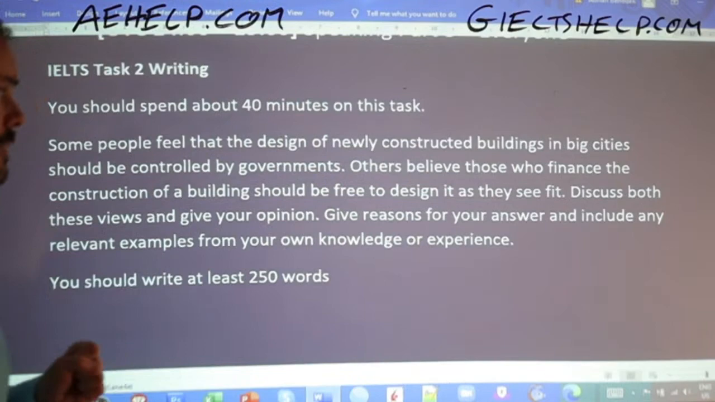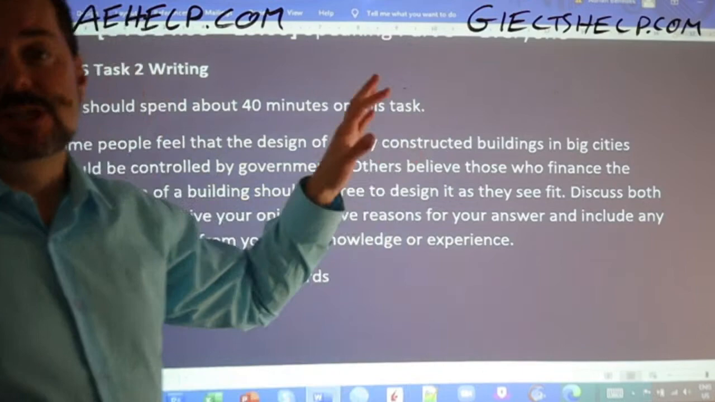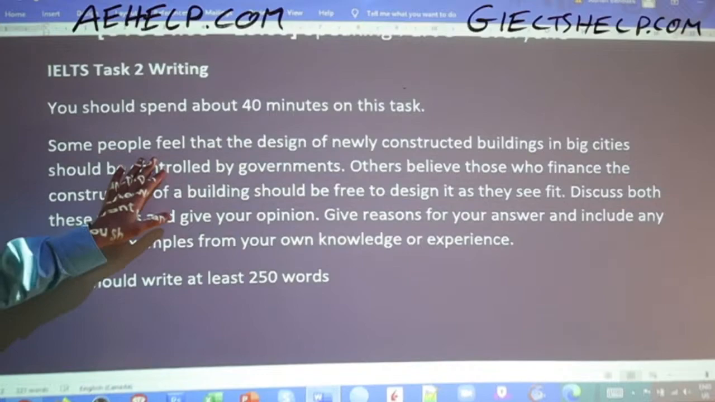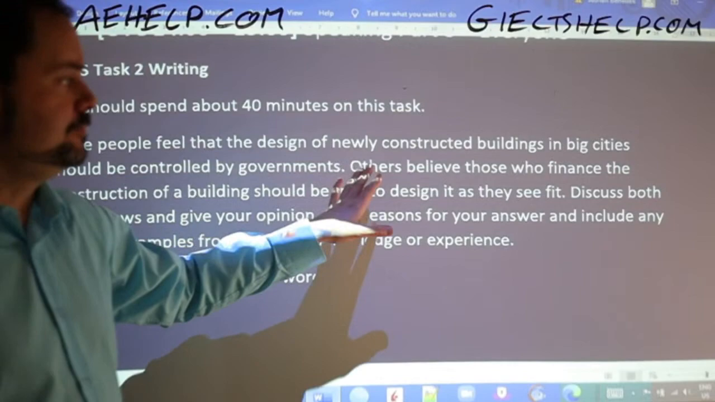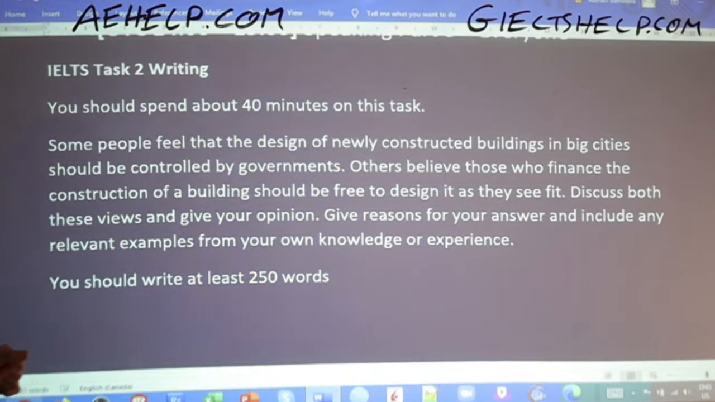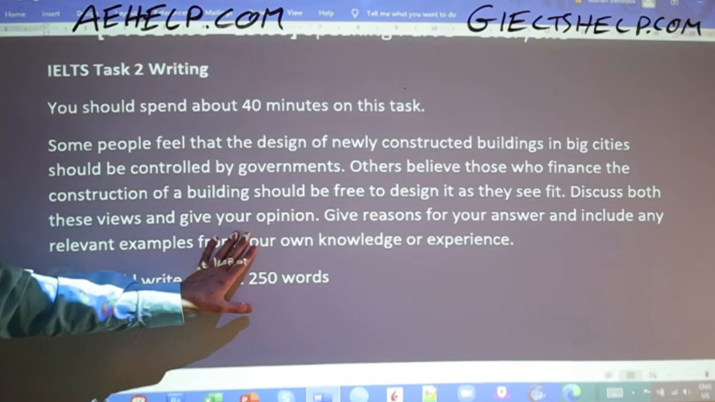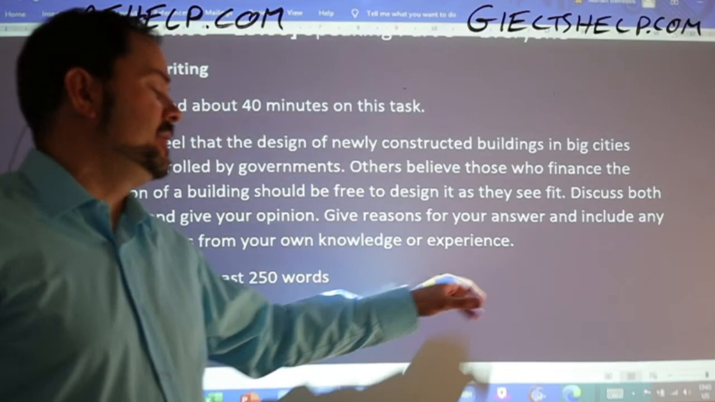So here, let's read this carefully. IELTS task two writing. You should spend about 40 minutes on this task. Definitely spend 40 minutes. It's worth 2/3 of your writing mark. Some people feel that the design of newly constructed buildings in big cities should be controlled by governments. Others believe those who finance the construction of a building should be free to design it as they see fit. Discuss both these views and give your opinion. Give reasons for your answers and include any relevant examples from your own knowledge or experience. You should write at least 250 words.